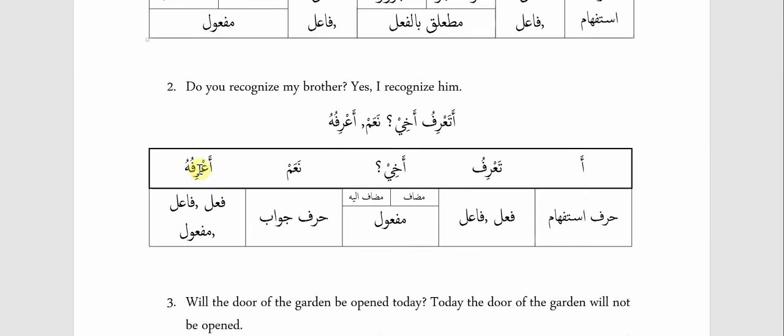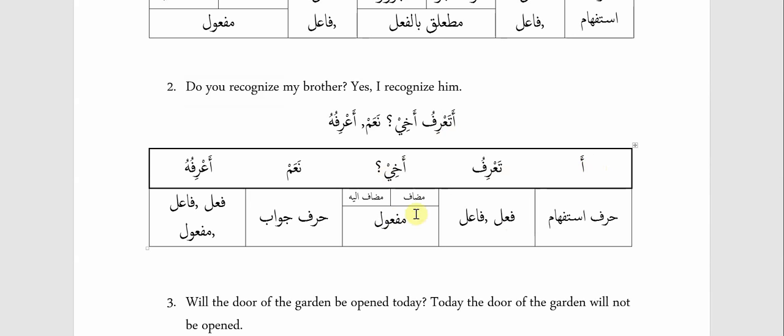Okay, moving on. Do you recognize my brother? Yes, I recognize him. So, like in this one, if you use that technique, it's easy to do. You recognize my brother. So, عرف يعرف, and you need you recognize. So you need the anta version, which is going to be تعرف. That's second person masculine singular. تعرف. So that's your fi'l and your fa'il because it contains anta.